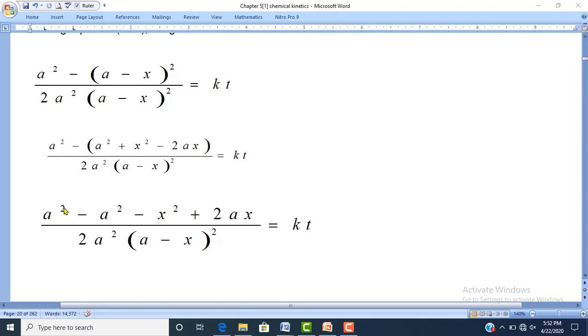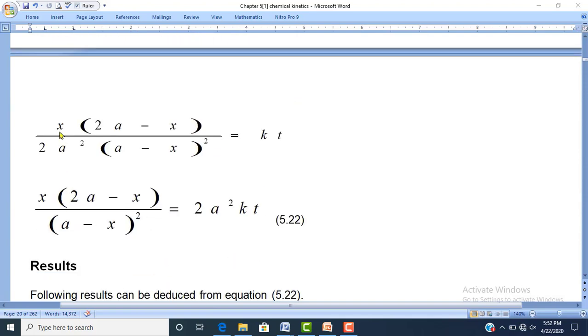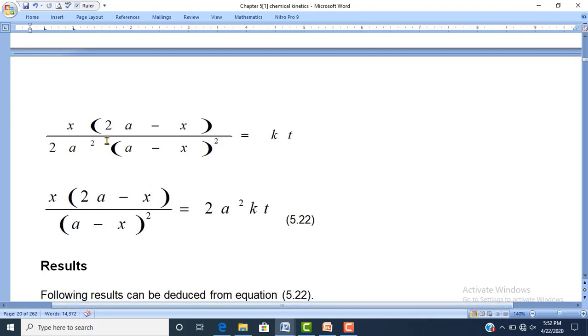Very simple. This a square will be cancelled out with this a square, and the equation remaining will be x into 2a minus x divided by 2a square into a minus x square is equal to kt. Dear students, here 2a square is in the denominator. Now multiply both sides of the equation with 2a square. This will be cancelled, and this kt will be multiplied with 2a square.